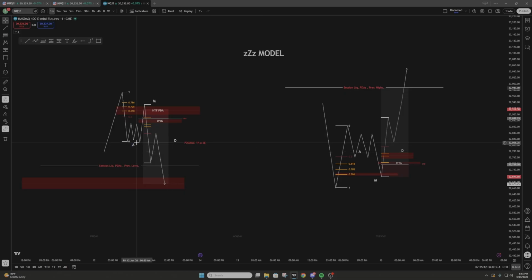But in case we don't get the AMD structure, then that 8:30 manipulation when the market opens is going to be your best friend. When the market opens in New York, we're going to see a manipulation either go up or down. I'm going to explain that manipulation going up for this setup right here.